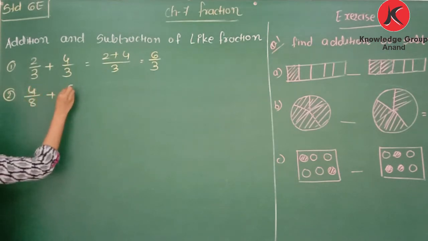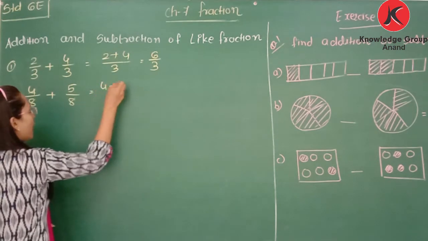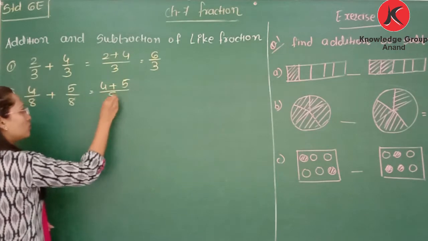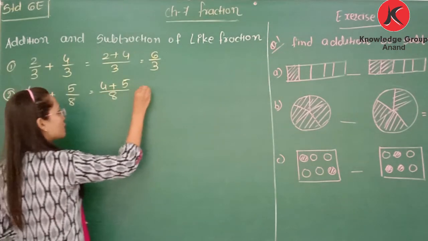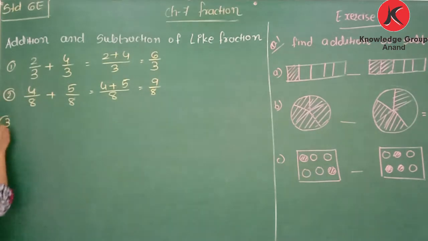4 by 8 plus 5 by 8. So again the denominators are the same. So here we will add the numerators, 4 plus 5 divided by 8. 4 plus 5 is 9. Okay. Third one.